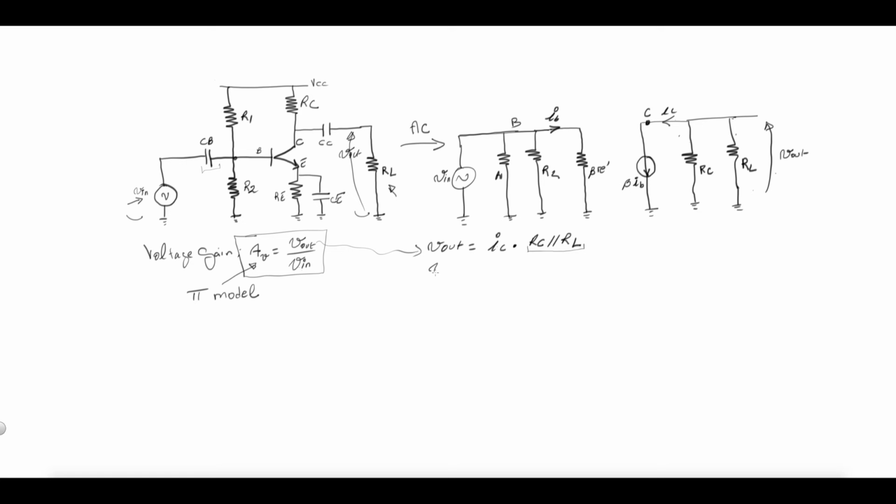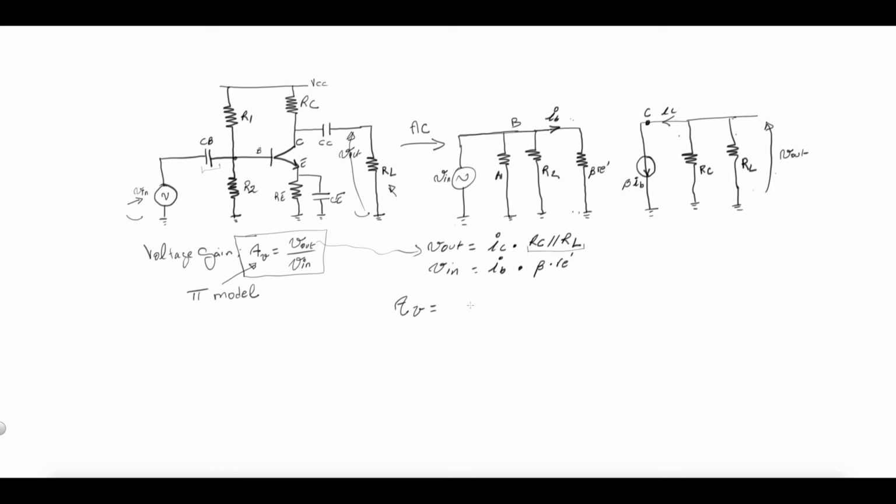How about Vin? Let's look at Vin. Well, Vin, if you look at it, is really VB, voltage from here to here, from ground to the base. Well, what is that? That is IB times beta times little re prime. Okay. Can we work this together to figure out what AV is?